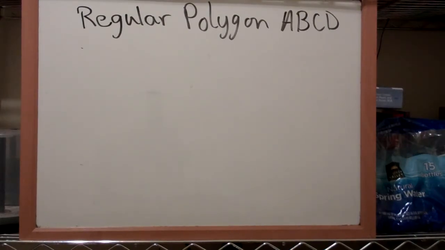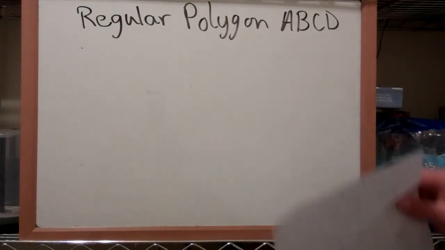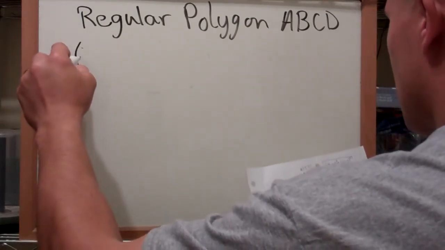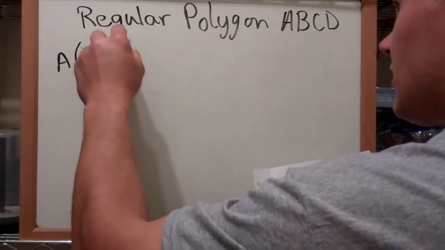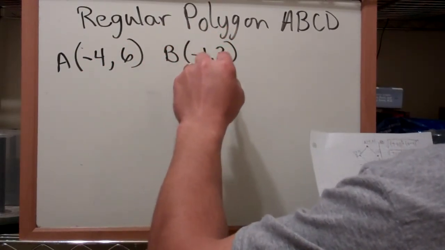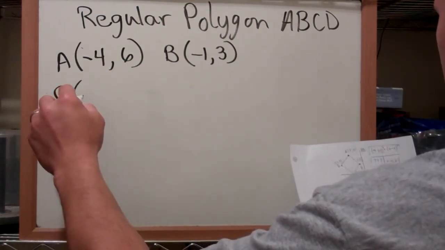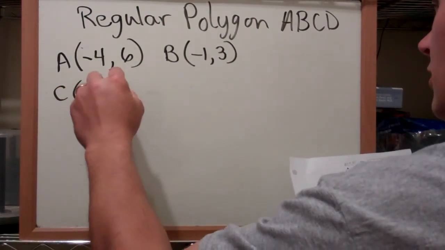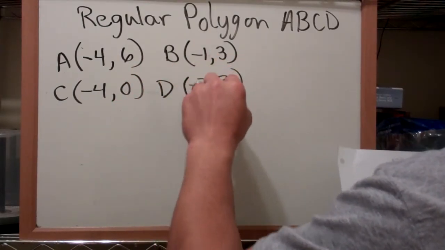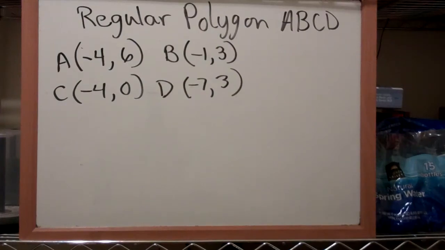And let's suppose then we had the points of the vertices for the coordinate plane. So let's say we had point A was -4, 6. Point B was -1, 3. Point C was -4, 0. And point D was -7, 3. So these are the vertices of the regular polygon, which is in fact a square.